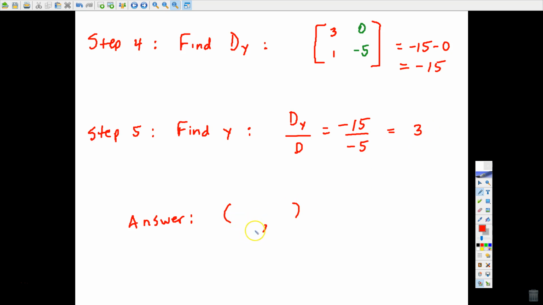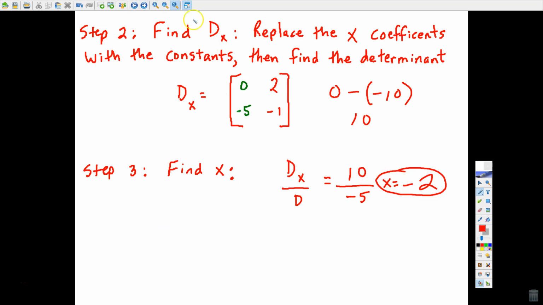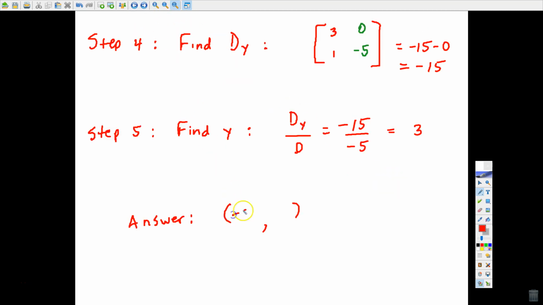So my answer, as an ordered pair, we said that x is negative 2, y is 3. And that is Cramer's rule. You would have gotten the same answer if you used substitution, elimination, graphing. If you graph those two lines, they should cross at negative 2, 3. But to me, this is pretty fast, especially when you get used to it. You'll run through these pretty quickly.